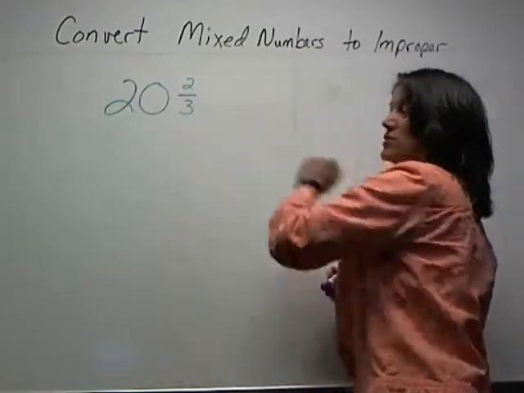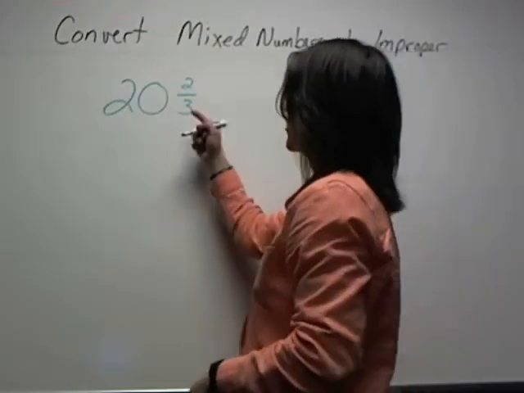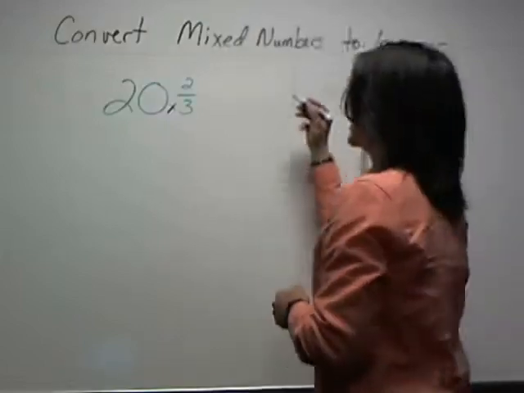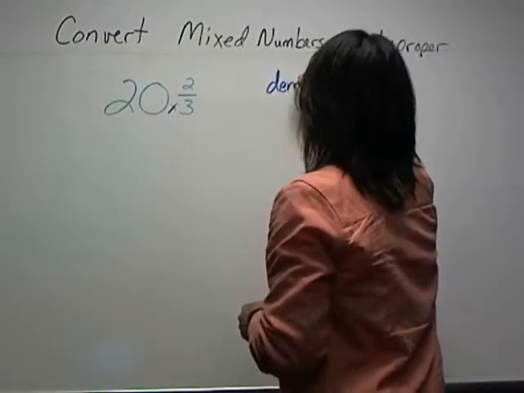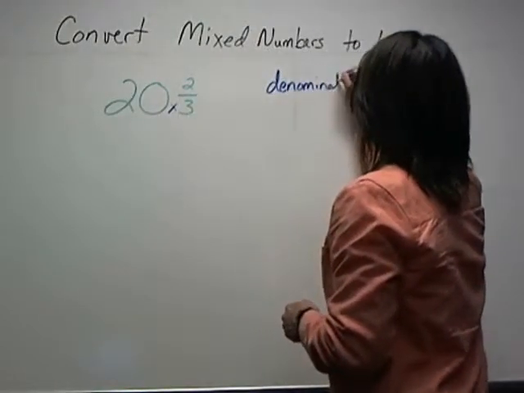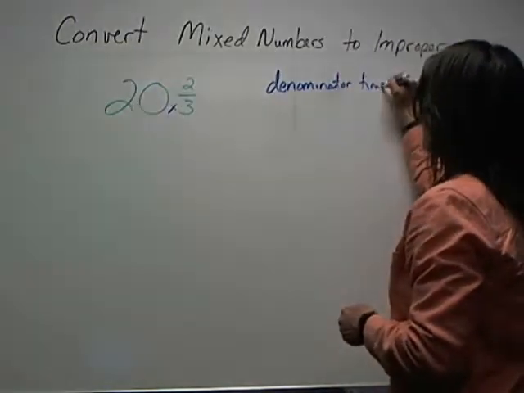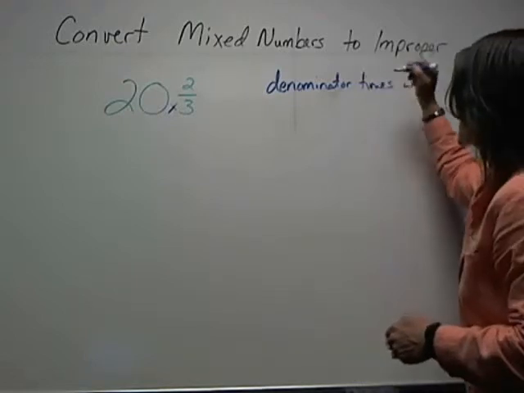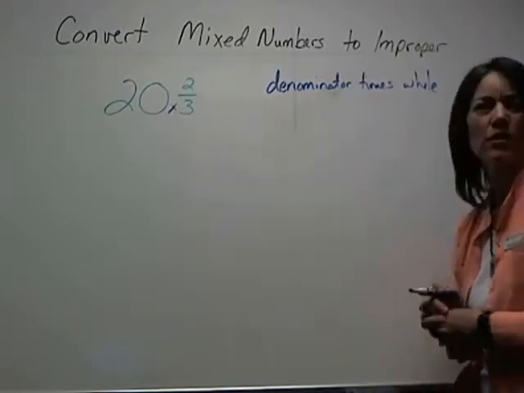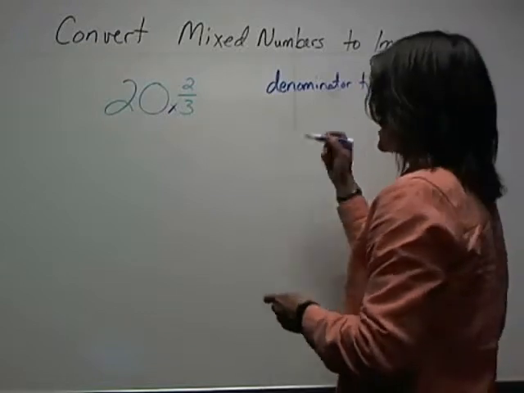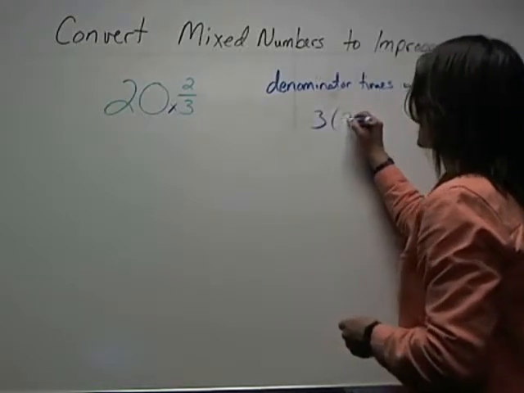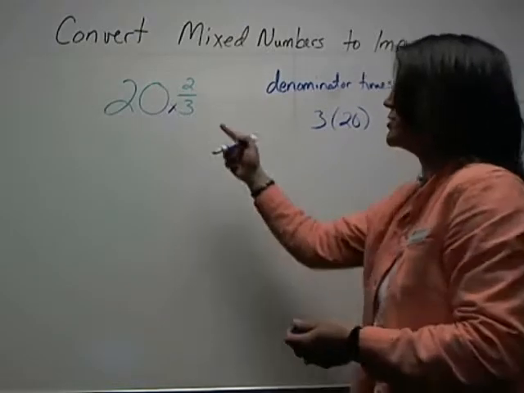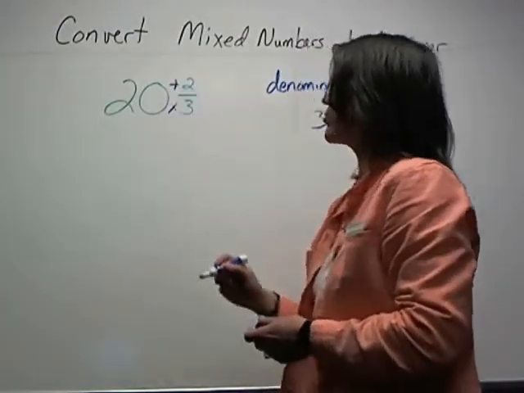So you start with your denominator. We're going to take the denominator and multiply it by the whole number. So we're going to take the denominator times the whole number. In this case, we would have 3 times 20. Then we're going to add the numerator.